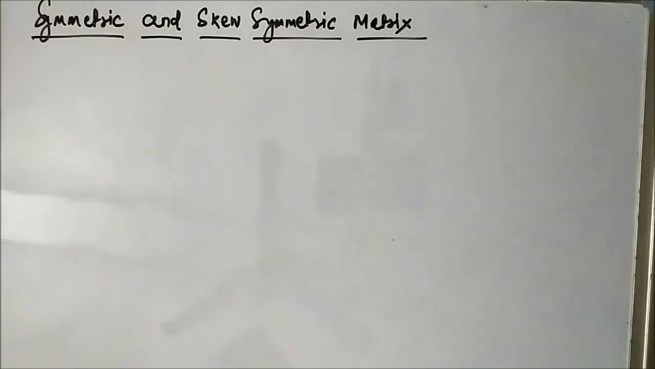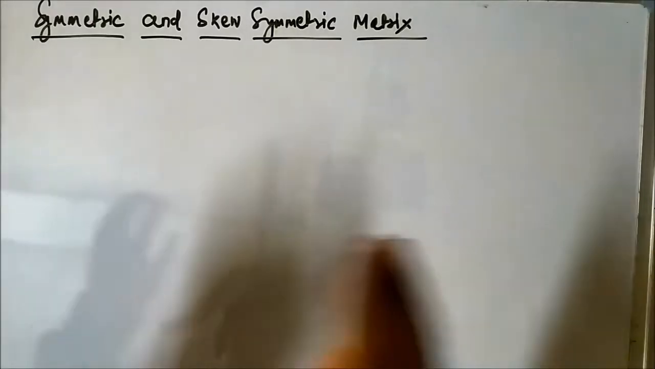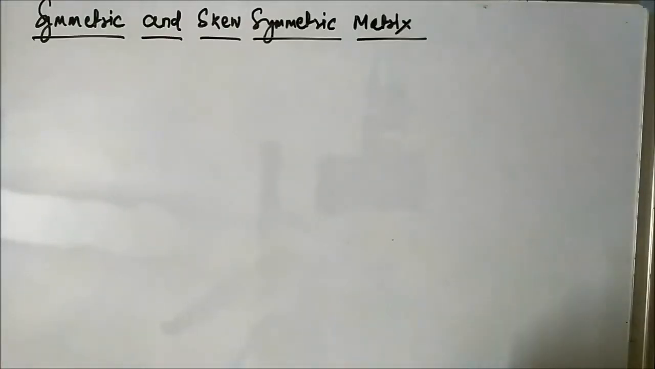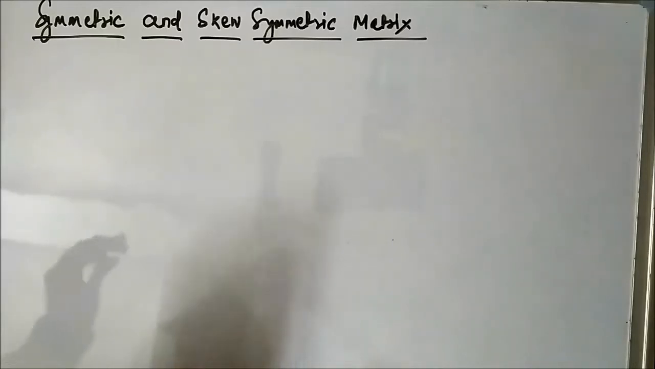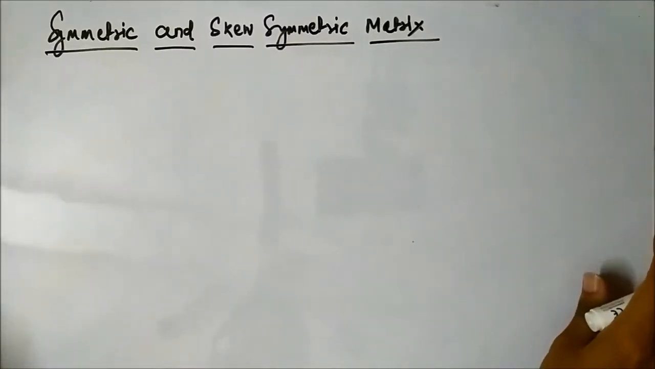Hello friends, we have already discussed the transpose of a matrix in the previous video. So in today's video we are going to discuss an associated property of the transpose of a matrix, which is the symmetric and skew symmetric matrix. First let us discuss the symmetric matrix and then we'll go to the skew symmetric matrix.